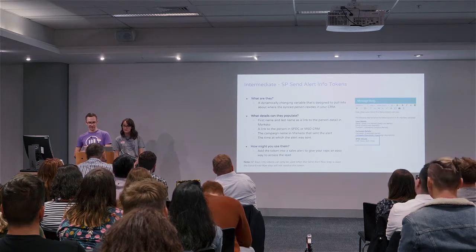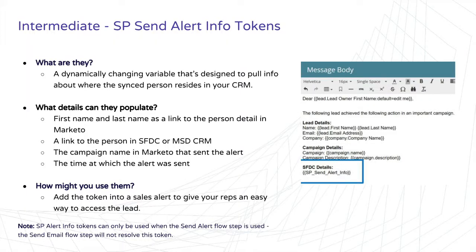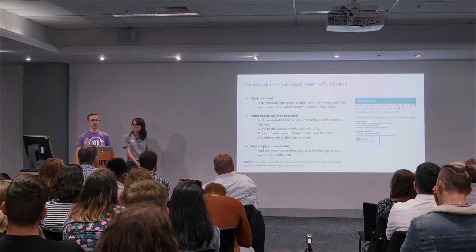SP send alert info tokens. So these ones are designed to pull info about where the sync person resides within your CRM. So you can see in the email message down there, we've got the SFDC details token that's highlighted in the blue box down the bottom there. These can populate things such as your first and last name details, as a link to the person within Marketo, a link to the person in the CRM, either Salesforce or Microsoft Dynamics.